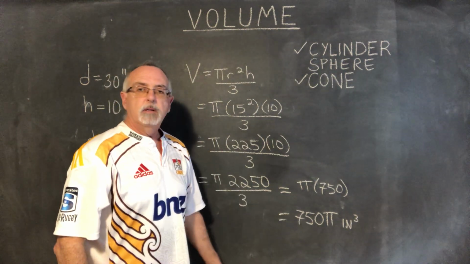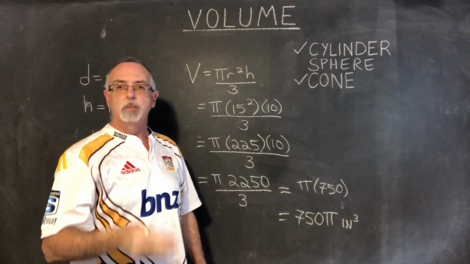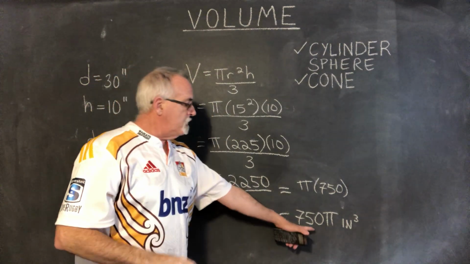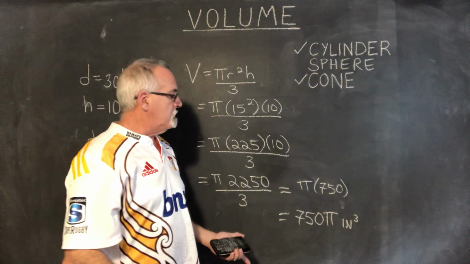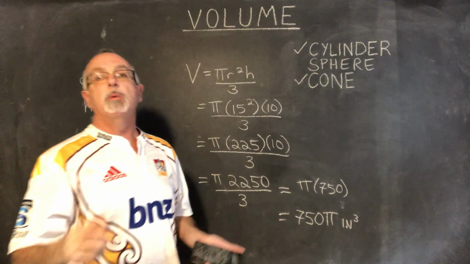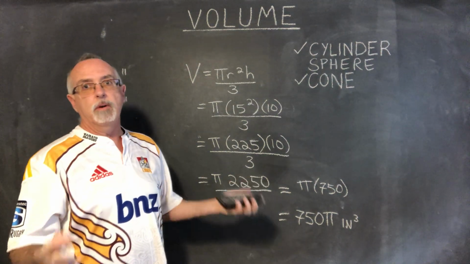Why would I want to do this? Because it stopped me from having to round pi. So this answer is so far very exact. But if I want to give a decimal answer, I have to convert pi into 3.14, or round it somehow, but I'm just going to round it the usual way.